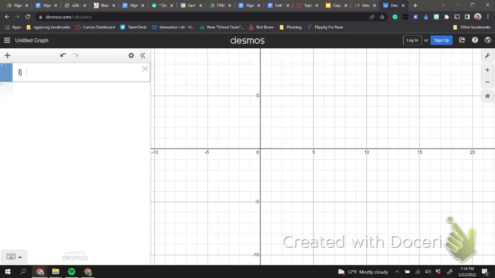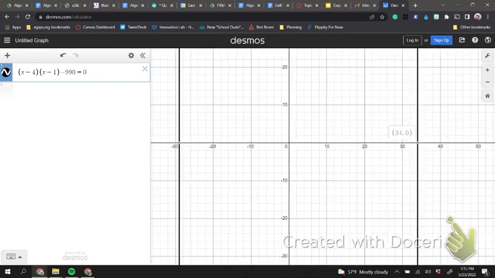Who can read that off to me? Ryan? Read off the function. X minus 4. And so then we did minus 990 to set it equal to 0, right? And if you zoom out, we've got 34 and negative 29. So the big idea is we need to set it equal to 0 because the x-intercepts happen when y is 0.